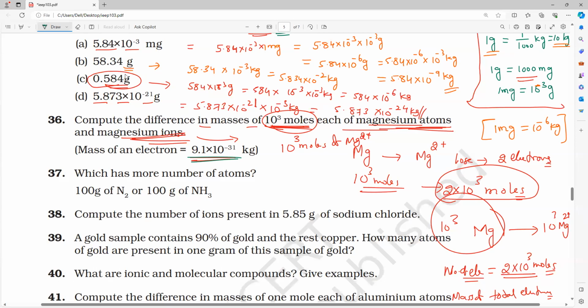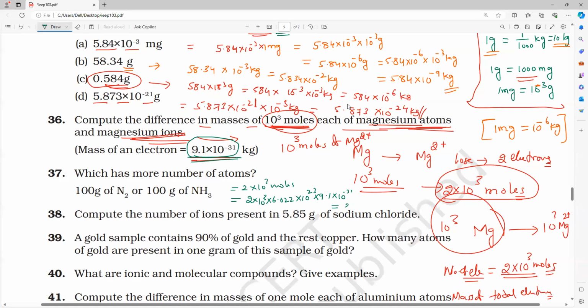So totally how many electrons do we have? 2 into 10 power 3 moles. So 1 mole equals how many particles? That famous number you all know. 6.022, the Avogadro number, 6.022 into 10 power 23. So into the mass of one electron. What is the mass of one electron? 9.1 into 10 power minus 31.